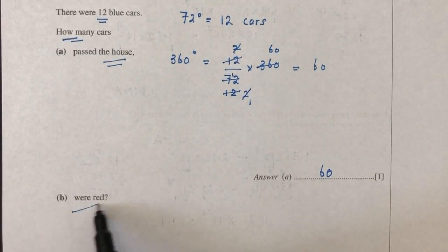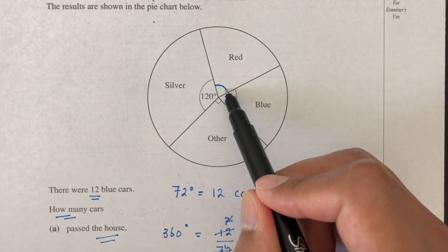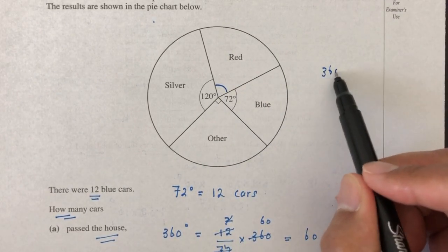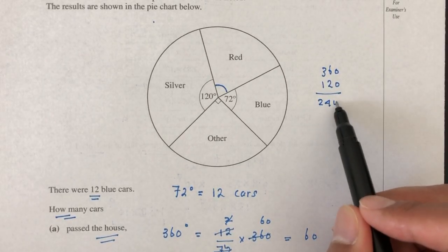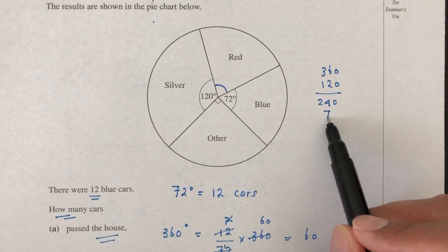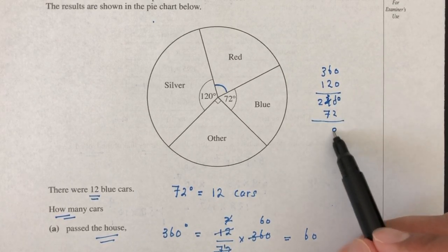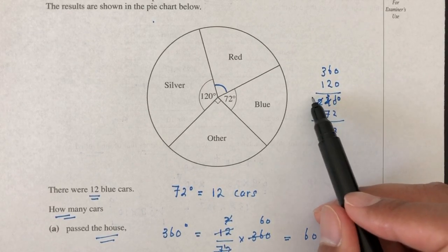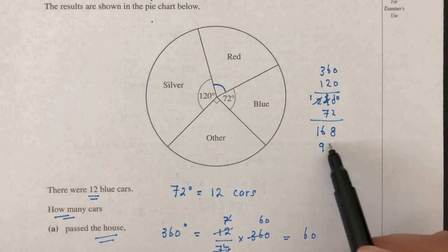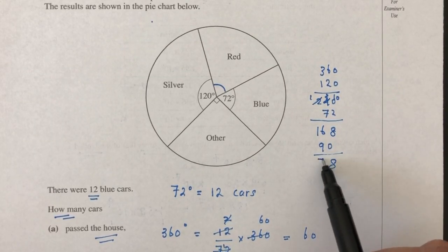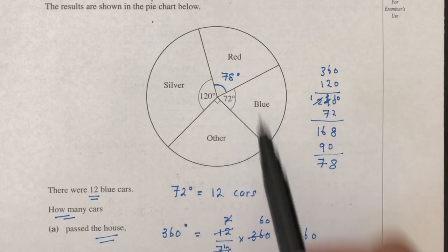Now for part B, that were red. So let's see what is the degree for red. Red will be 360 minus 120, which is 240, minus 72, minus 90. So the number of red will be 78 degrees.